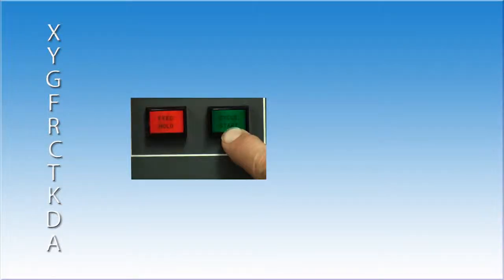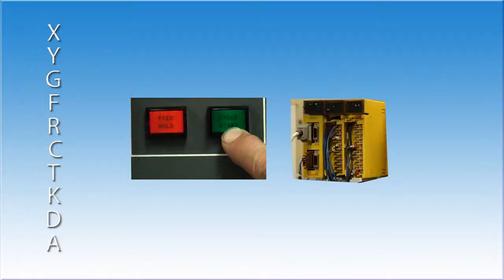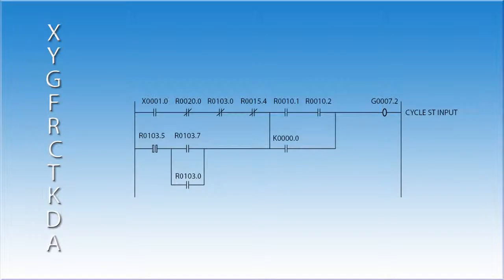Now wait a minute. The cycle start button does that, right? No. The cycle start button is a real-world device. It has a wire connected to it that runs to an input card. The PMC reads this input as an X address. Somewhere in the ladder, there is a rung that takes this X address and uses it to turn on a coil, G7.2. The CNC responds to the G addresses, not the X.